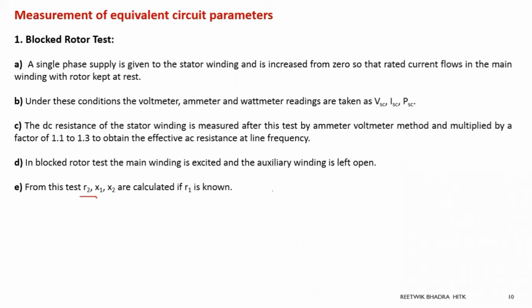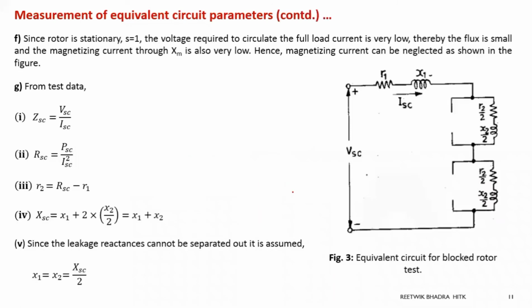The parameters we can find out are R1, R2, X1 and X2. R1 should be known, calculated previously, otherwise this cannot be done. You can see it later, and XM will be calculated from the other test.